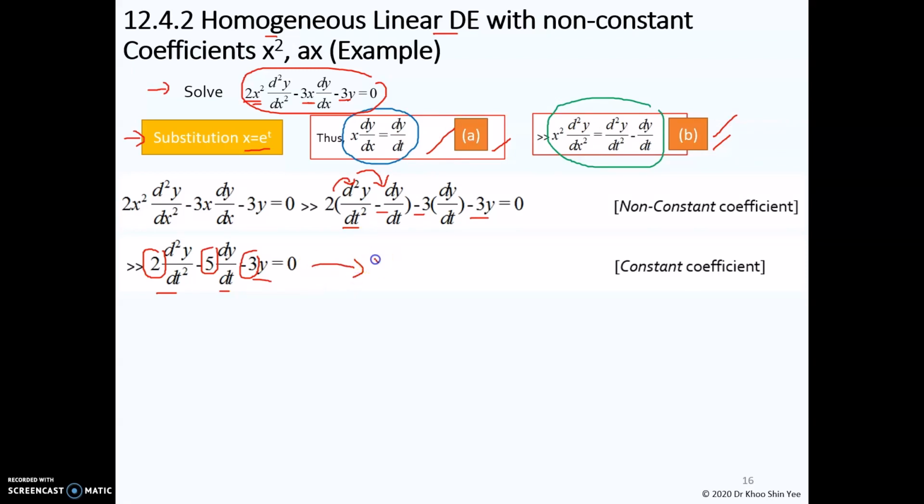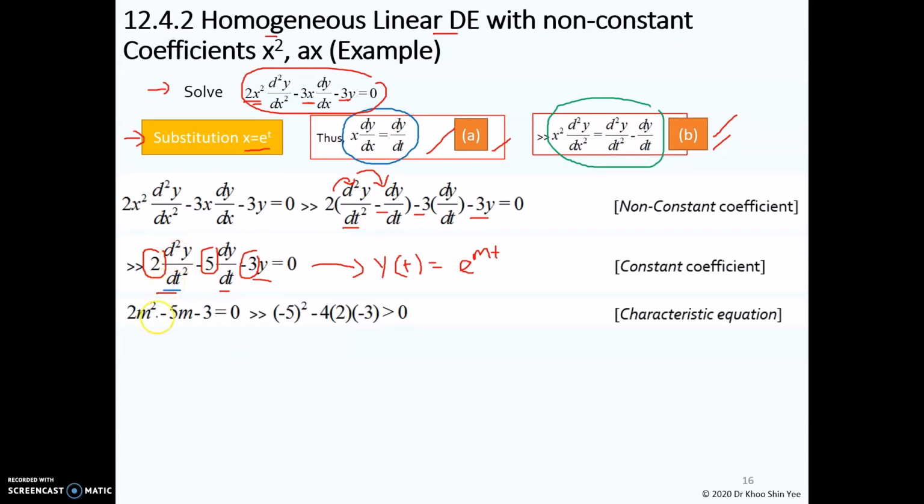From here, we want to find y with respect to t. So we know that for this type of problem, we can assume the solution in the exponential format. Let's form the characteristic equation. So we replace y double prime with m squared, y prime with m, and y with 1. Therefore, you obtain this characteristic equation. So you can use the calculator to compute the roots. The first root is equal to negative 0.5, the second root is equal to 3. So we say this is the real and distinct root case.